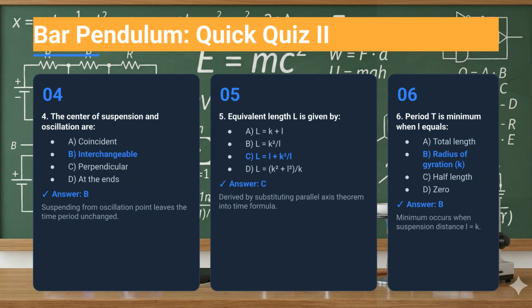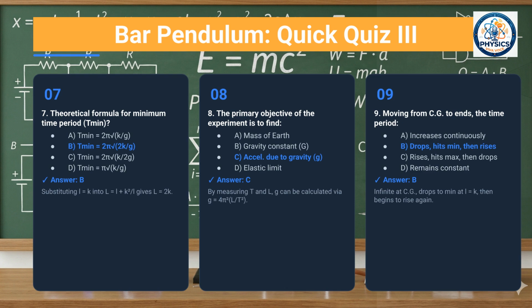The center of suspension and oscillation are interchangeable, meaning the time period remains the same if the pendulum is suspended from the oscillation point. The equivalent length L is given by L equals l plus k squared / l. The minimum period T occurs when the suspension distance l equals the radius of gyration k. The theoretical formula for minimum time period is Tmin equals 2 pi square root of 2k/g.